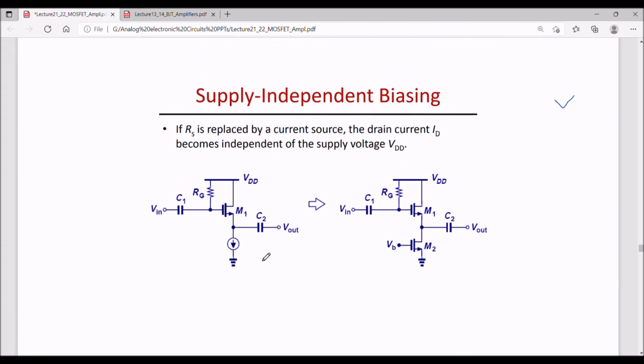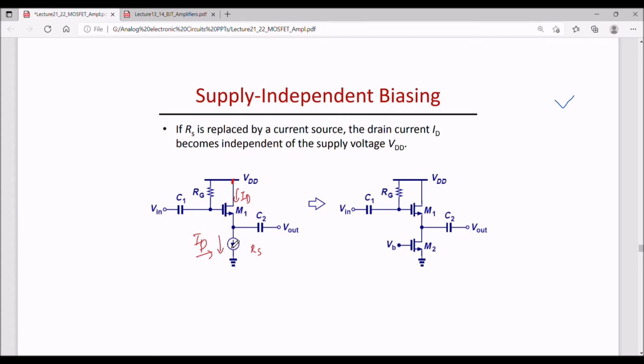Now instead of using RS over here, one can use a constant current source on the source side. The job of this constant current source is to establish the drain current. So this circuit is not dependent on VDD for biasing. The bias current, that is ID, is established by this constant current source, similar to what we had seen for BJT.